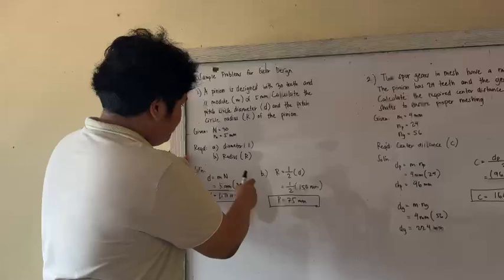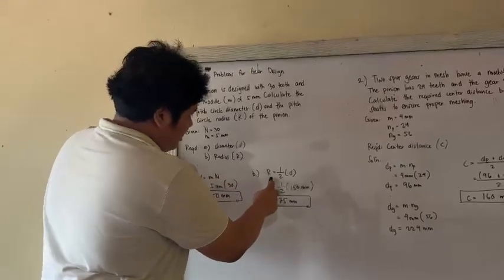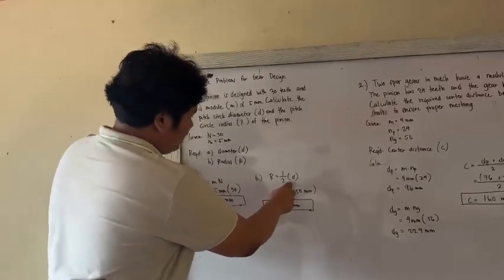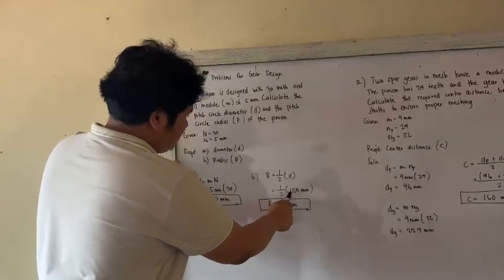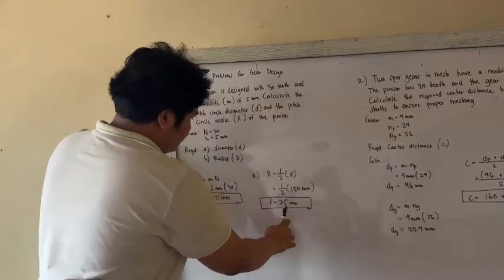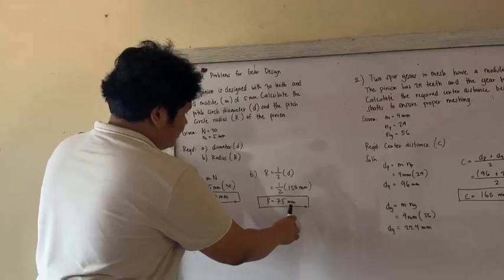So for B, radius, we have R is equal to 1 over 2 times D. So these are the values, 1 over 2 times 150 mm. So we get a radius of 75 mm.